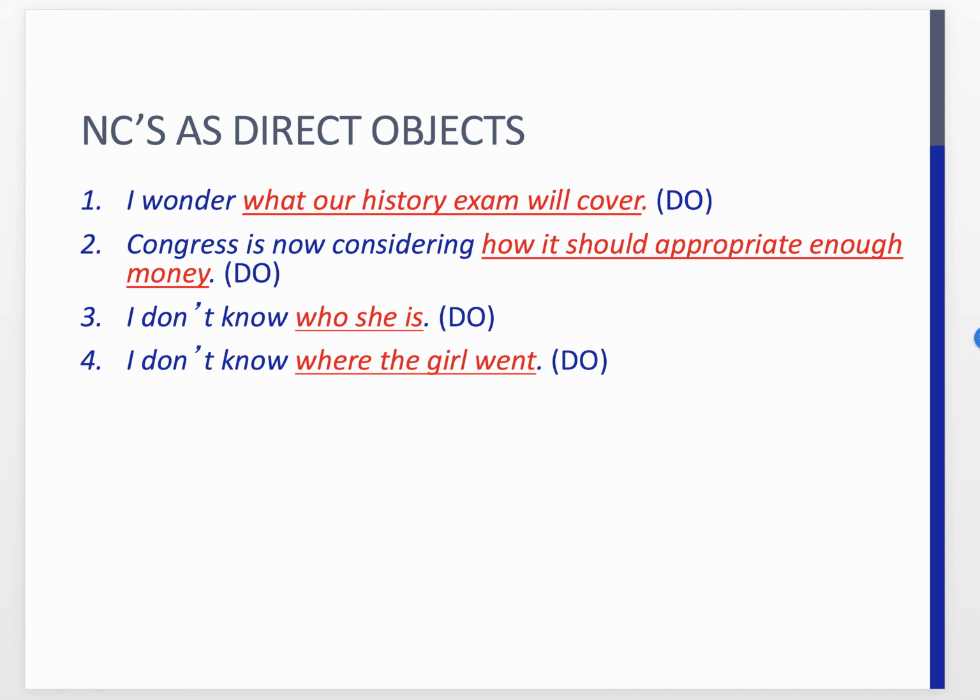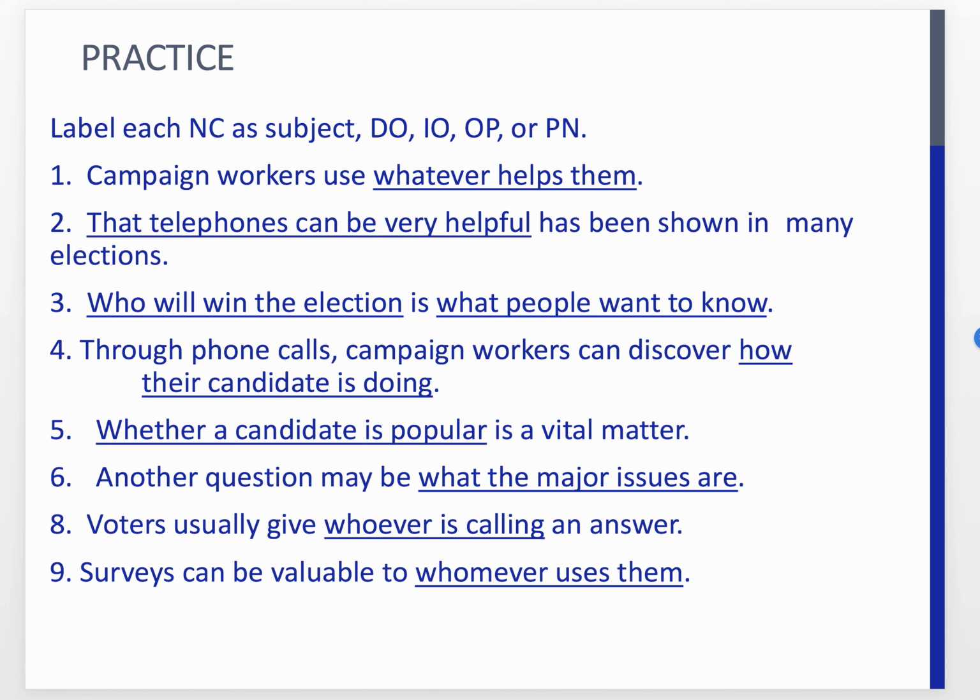Okay, so we looked at some noun clauses as a subject, but because they're nouns, they can also be direct objects. Okay, so I wonder, so I, subject, wonder, transitive verb, I wonder this, direct object. Congress is considering it. So all of these, we see that S plus TV plus DO pattern. And then finally, let's just look at these and determine whether these are direct objects, subjects, indirect objects, objects of the preposition, or predicate nominatives.